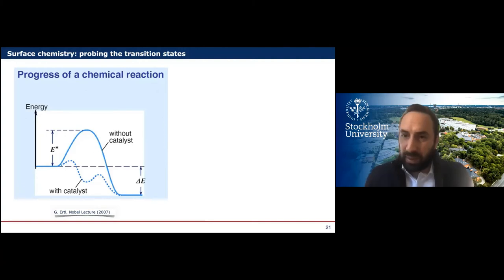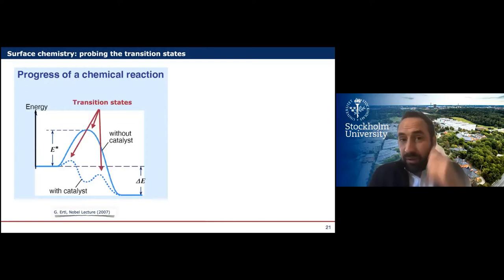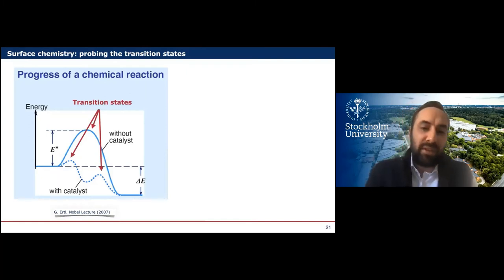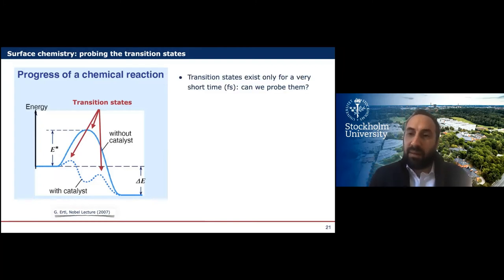One of the tricks that was also awarded a Nobel Prize was to use catalysts: surfaces where you lower this energy barrier and favor, typically by providing thermal energy, the transition from one side to the other. So you want to go from the left here to the right. The point is that in between there are what are called the transition states, which are very interesting in principle to know, because this basically shows how the reaction is happening. And the problem is that they exist for only a very short time.